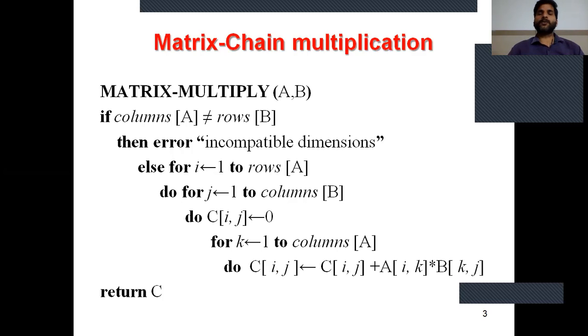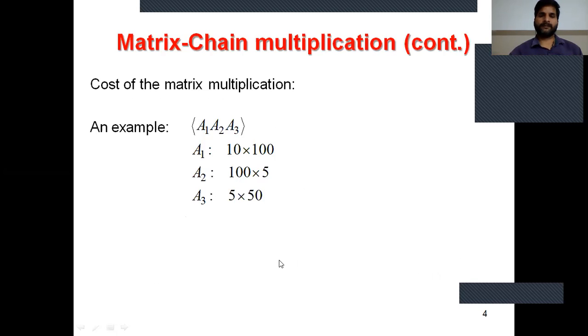Suppose two matrices A and B are given. If the columns of A are not equal to the rows of B, then multiplication is not possible, so an error is produced. Else, for i equal to 1 to rows of A and j equal to 1 to columns of B, initialize the matrix Cij equal to 0. For k equal to 1 to columns of A, Cij becomes Cij plus Aik times Bkj. Return the value of C.